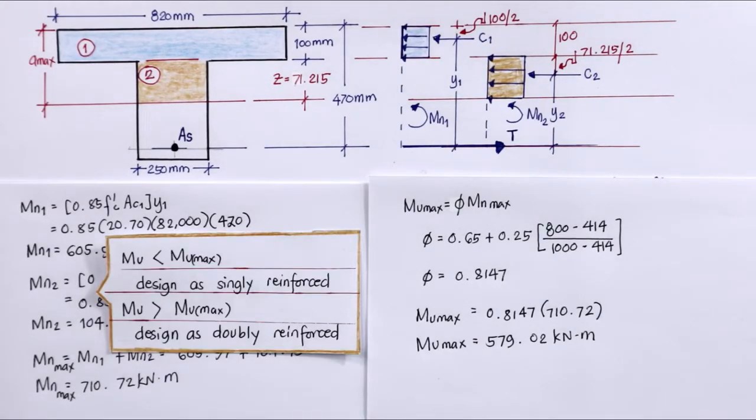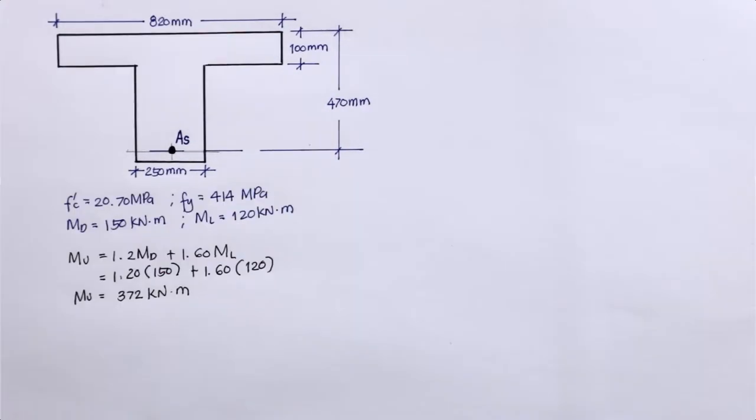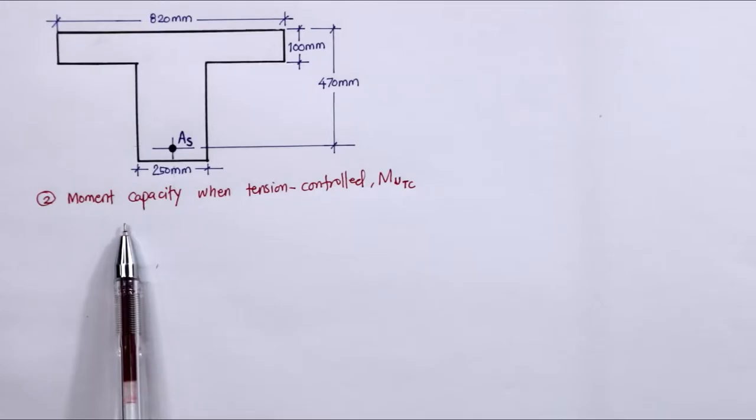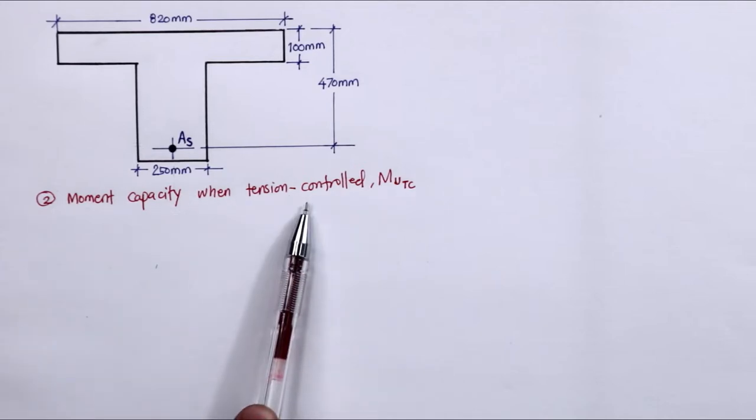Yung value ng MU capacity para sa section na to is 372 kN. Since mas mababa yung MU capacity sa MU maximum na nakuha natin, therefore, i-design natin yung beam natin as singly reinforced. Step number 2. Solve for the moment capacity of the beam when tension controlled.